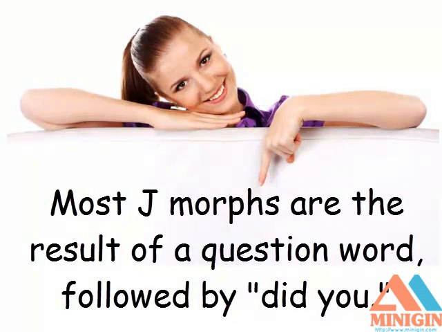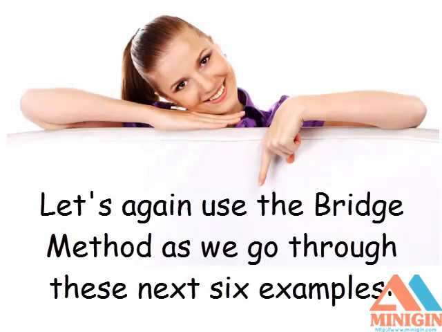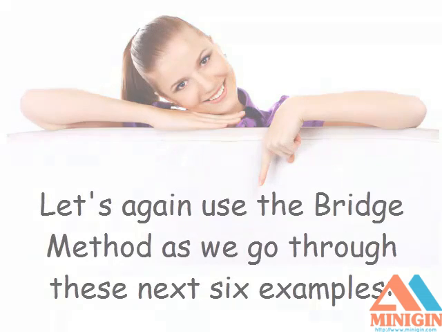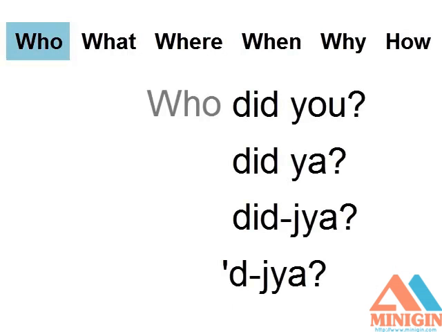Now, most J-morphs are the result of a question word followed by did you. So, let's again use the bridge method as we go through these next 6 examples. Who did you? Who did ya? Who'd ya?